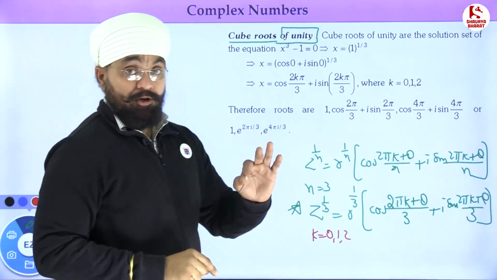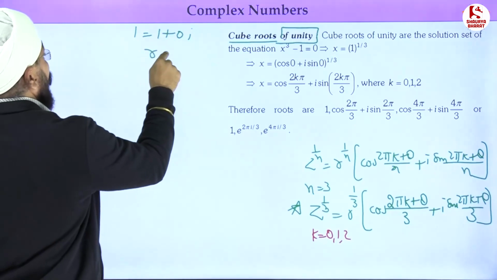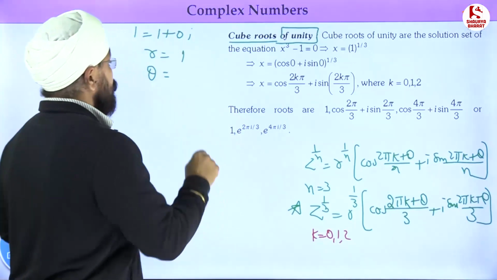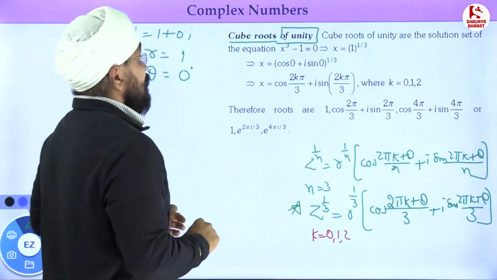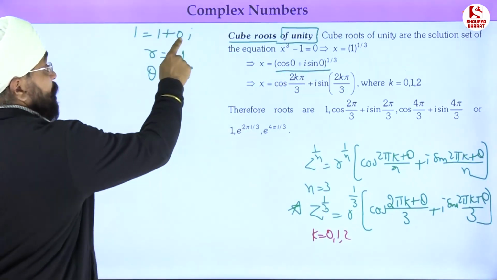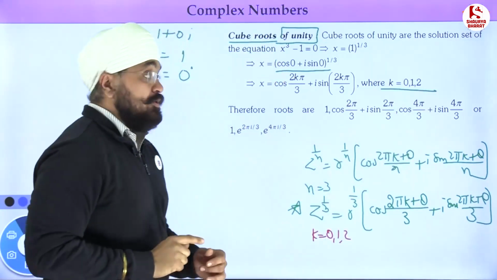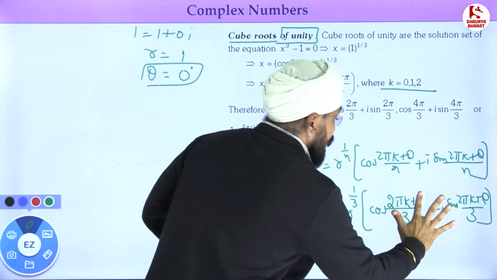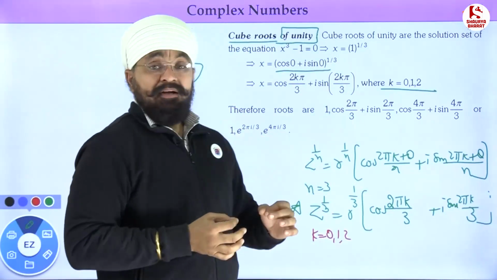If you want to apply the theorem, first we write this one as 1 plus 0 iota. This gives r equal to 1, and for theta, we have a cos term but we don't have a sine term, so theta is 0 degrees. Put these values and you will get cos 0 plus iota sine 0, whole to the power 1 upon 3. That is what we want to find. Here the value of k is 0, 1, 2, and theta is 0, so this part will go. Here I will put 0, so we get only 2 pi k divided by 3.